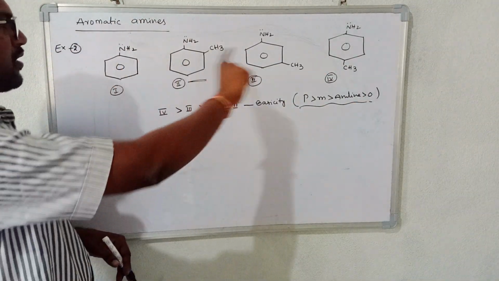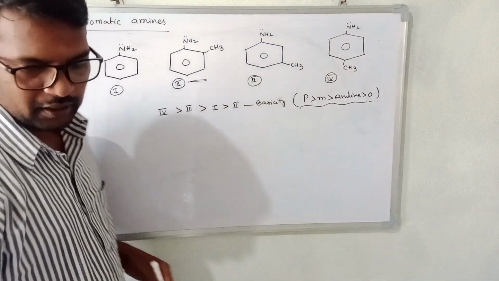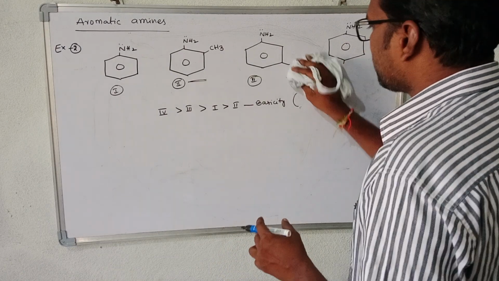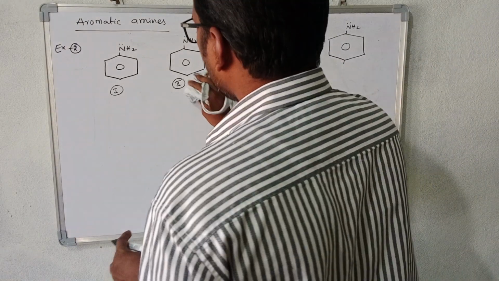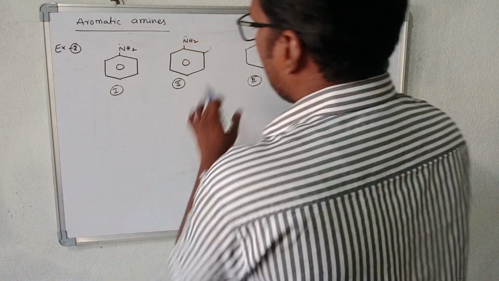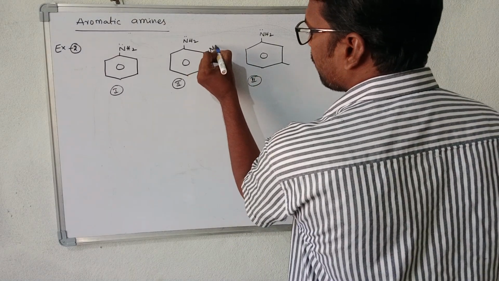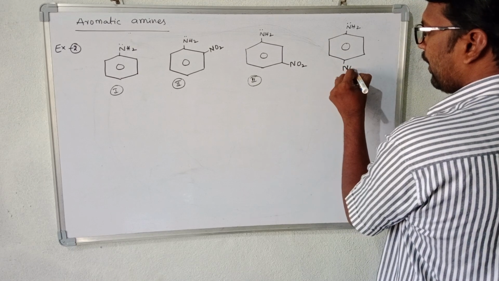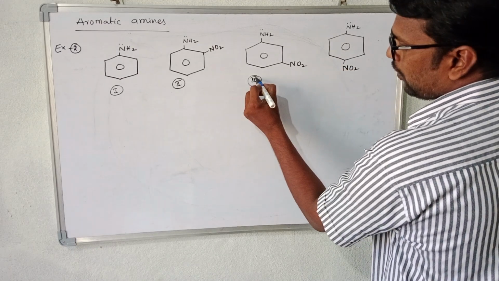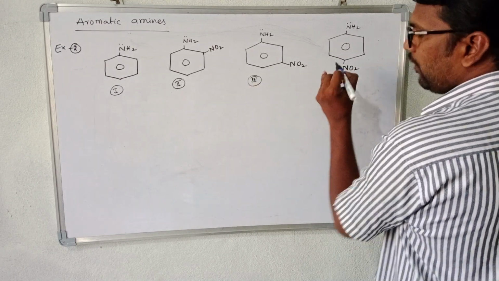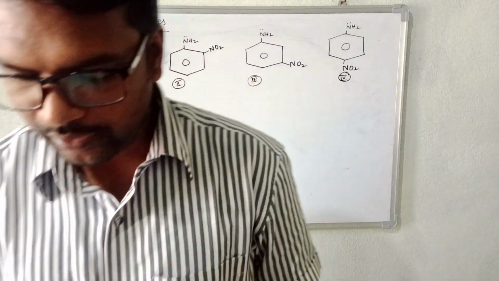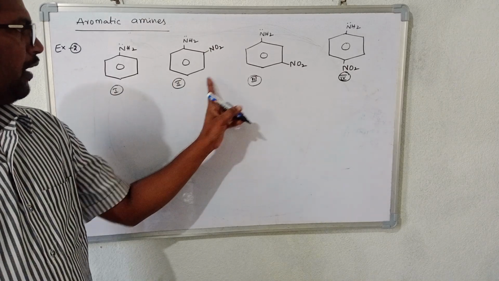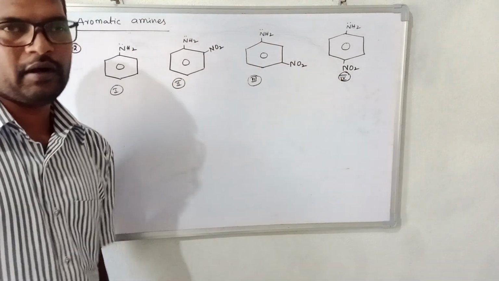Okay, so that is the basicity order for toluidine. Right, and next you take another one. In place of CH3, which is a plus IE group, we now take another group, that is NO2: orthonitroaniline, paranitroaniline, and metanitroaniline. Now we write the order. Here we take aniline, orthonitroaniline, metanitroaniline, paranitroaniline.